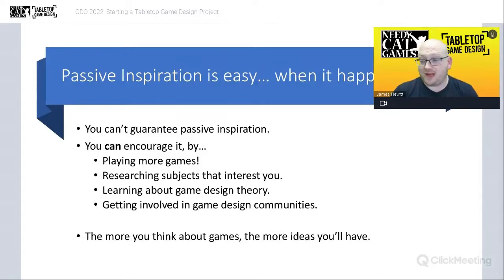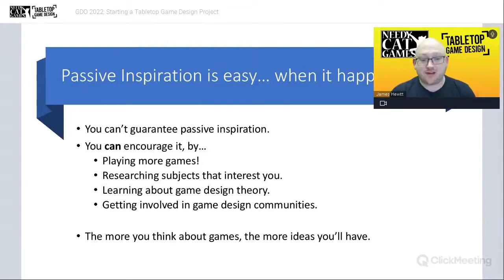If all you play is Euro engine builders, then you're not going to have many ideas of things beyond those realms. And if you try to create a new Euro engine builder, you're not going to innovate. You're just going to replicate what's already out there, because that's kind of the majority of what's in your head. So yeah, play more games. Get yourself into the mindset of playing games regularly and actively doing it so that you're thinking about them from a game design point of view.